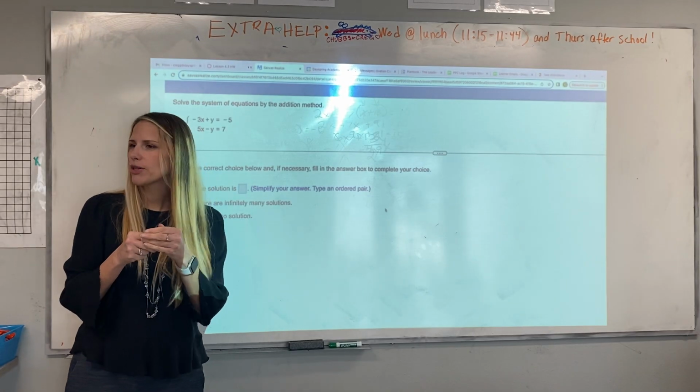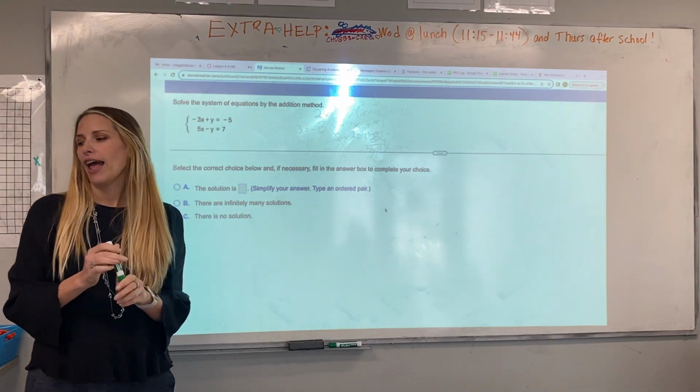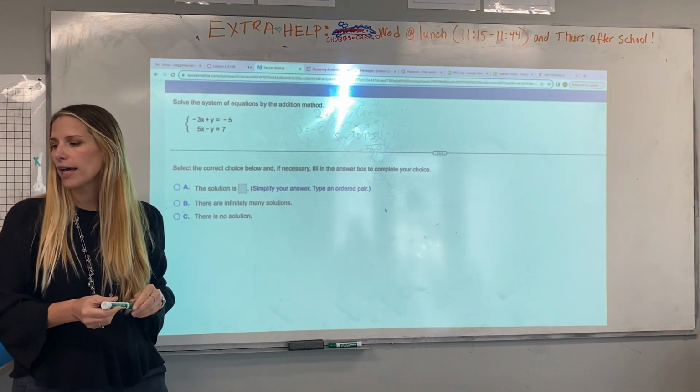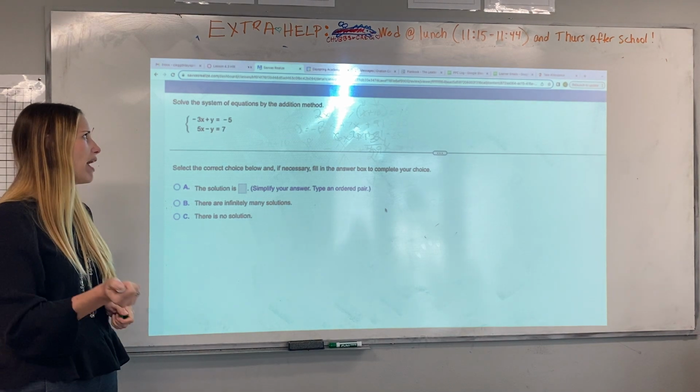Okay. We are doing homework help for lesson 4.3. And let's get started. Number 1 says solve the system of equations by the addition method.